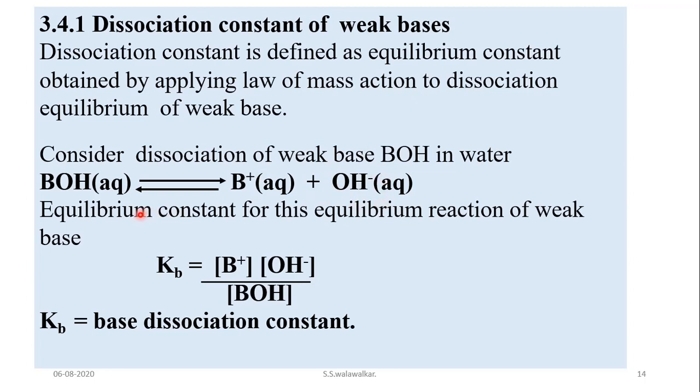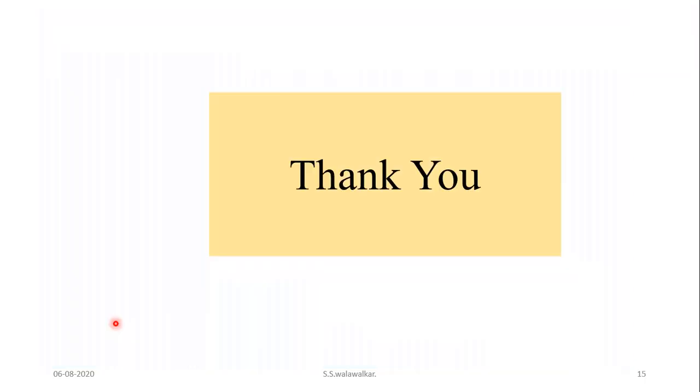Applying the law of mass action to this equilibrium reaction, you will get the equilibrium constant, and for a weak base it is represented as Kb. Kb is equal to [B+] times [OH-] divided by [BOH]. Therefore Kb is nothing but the base dissociation constant, or dissociation constant of a weak base. Next time we will study about Ostwald dilution law. Thank you.